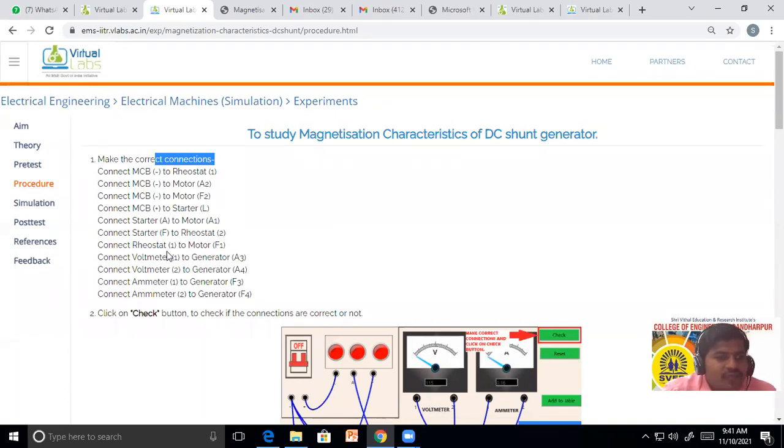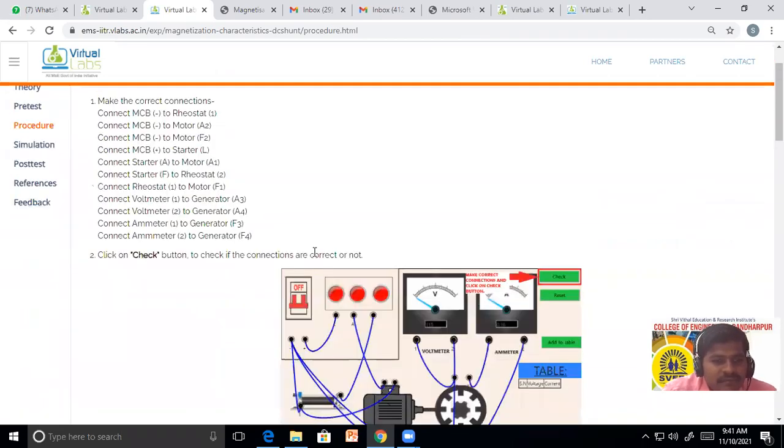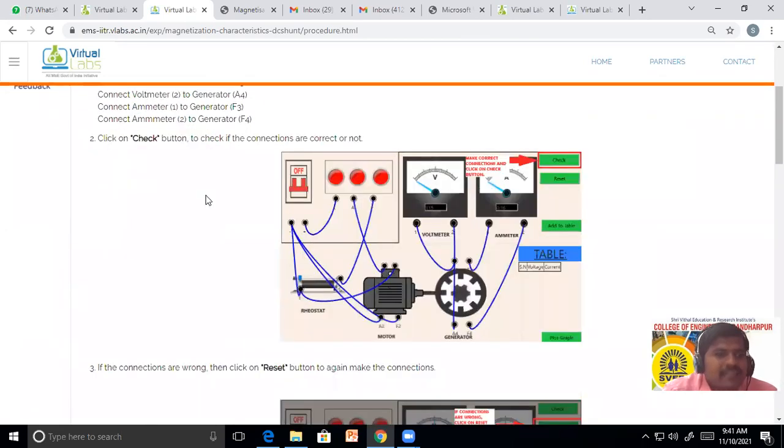Connect rheostat 1 to the motor F1. Connect voltmeter 1 to the generator A3, that means armature terminal A3. Connect voltmeter 2 to the generator A4. Connect ammeter 1 terminal to the generator field F3 and connect ammeter 2 terminal to the generator F4. Okay. So see, check the connections. Once we make the connections, we should check them first.